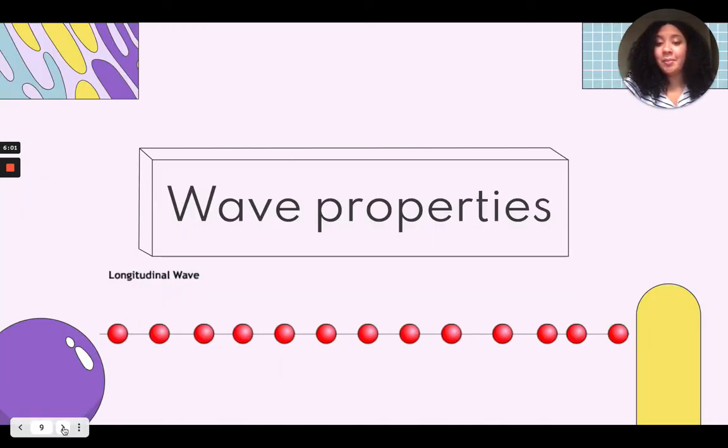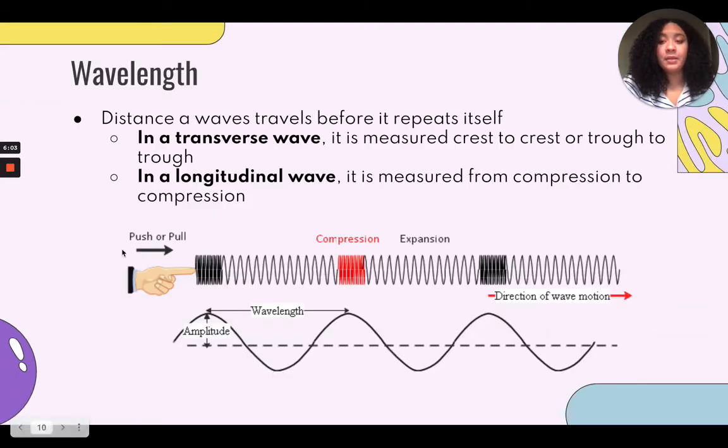Next, let's talk about wave properties. A wave has a wavelength. It's the length, or the distance, that a wave travels before it repeats itself. For a longitudinal wave, it is measured from compression to compression. So from one tightly packed part of the slinky to the next tightly packed part is the wavelength. From here to the red, that's one wavelength, and then from the red to the black is another wavelength.